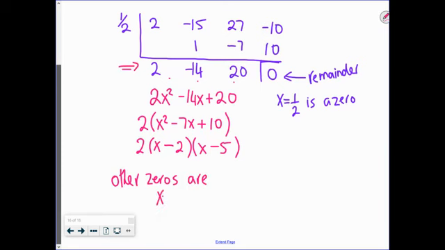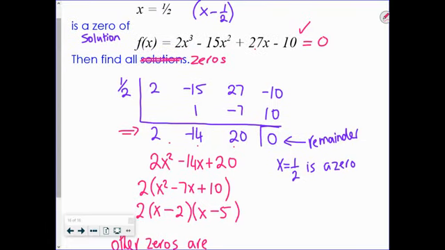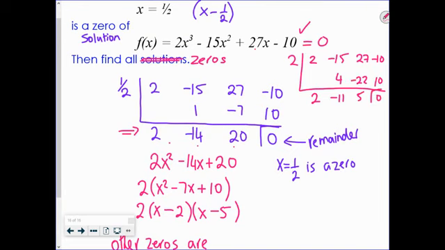If you're struggling to believe me, let's see. If x equals 2 is a zero, I could have done this right from the beginning. I could have put 2 into there. I can fit it in this little space, though it's going to be ugly fitting it in so small. 2, minus 15, 27, minus 10. 2, 4, minus 11, minus 22, 5, 10. See, it does work. But you don't have to do that last bit.